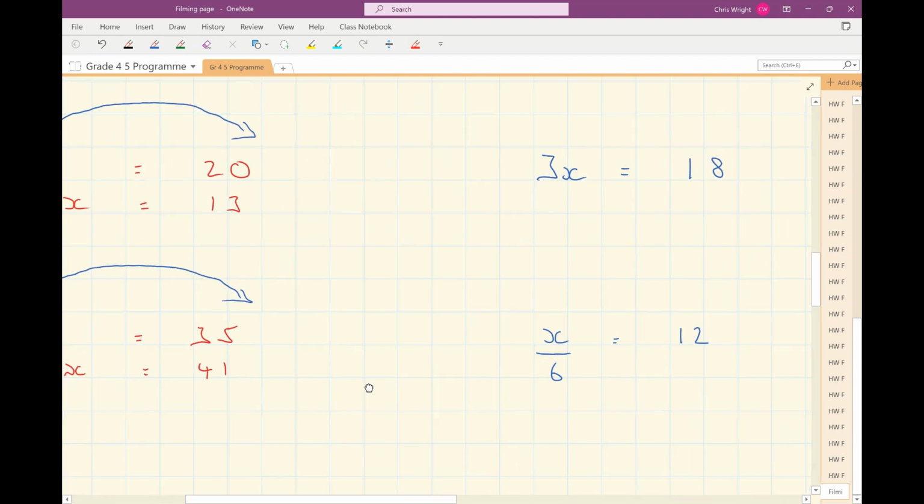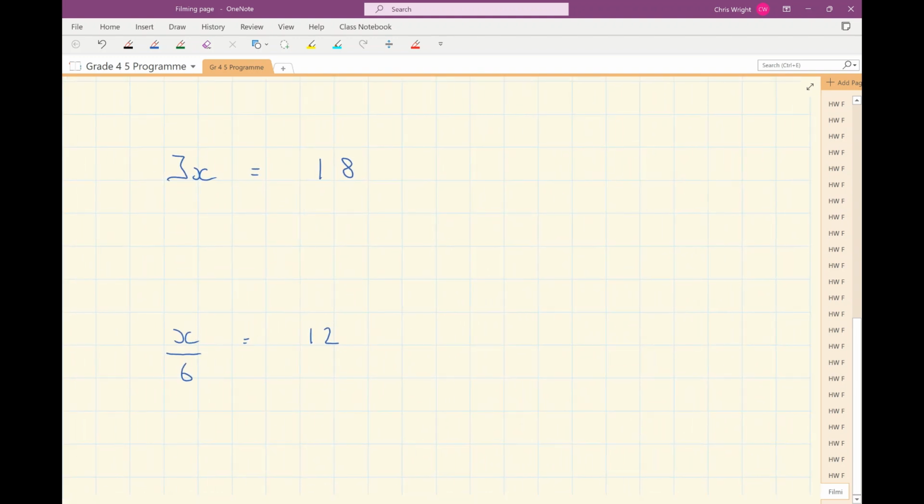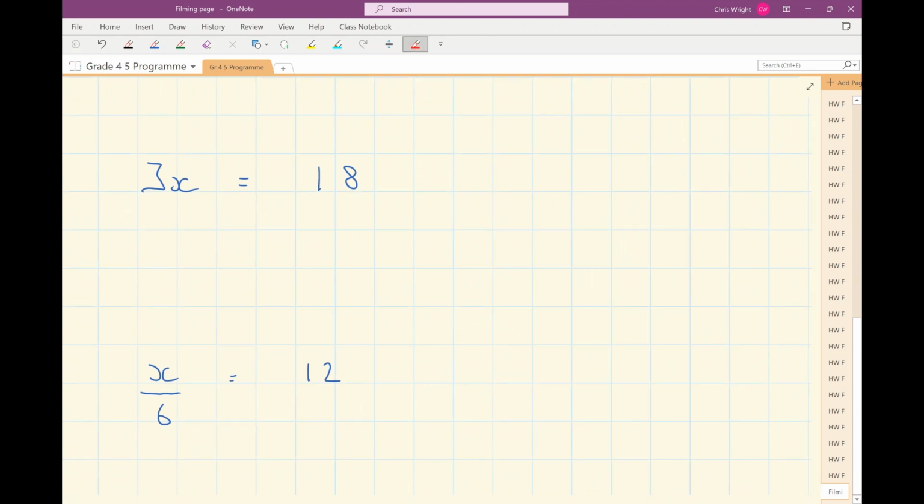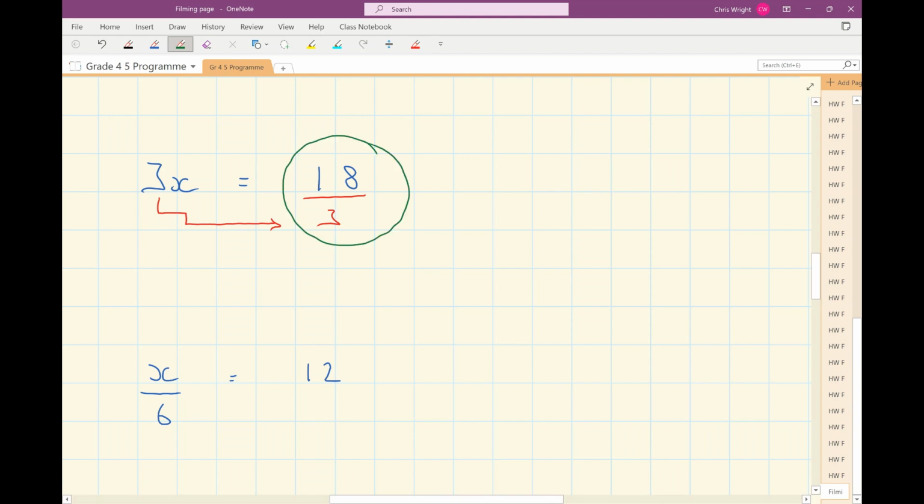Now, let's have a look at these two blue examples. Floating and ping is a little different in these cases. Here we've got 3x equals 18. How do we get rid of this 3? It's 3 times x, isn't it, equals 18. Well, what we do in this case is we escalate that 3 down. So down it goes, and it emerges here underneath the 18. And of course, 18 over 3 means 18 divided by 3.